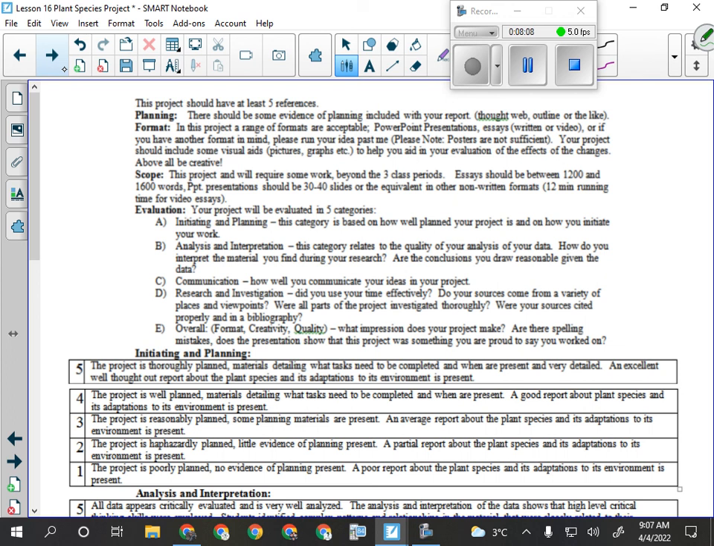Yes? Would underwater plants be acceptable? They will not. It will have to be a terrestrial plant simply because underwater plants don't do any of the things we've talked about. None of the transport, they don't have a xylem and a phloem, so it would be hard to talk about that.